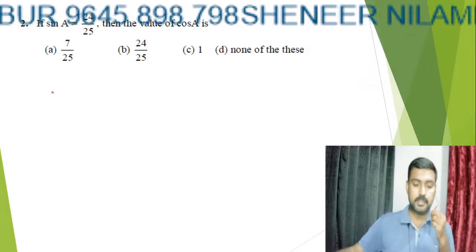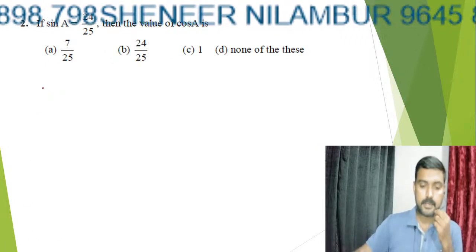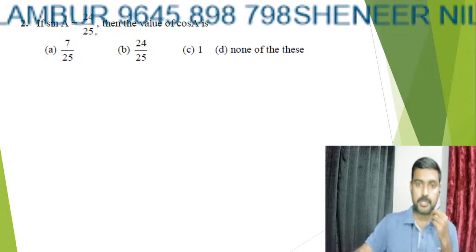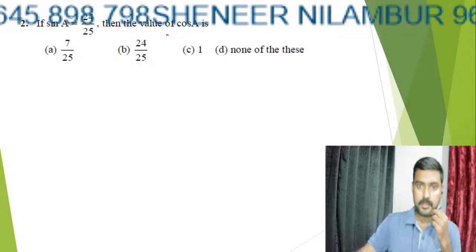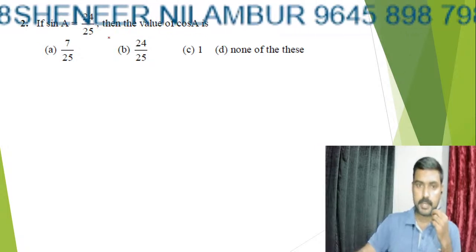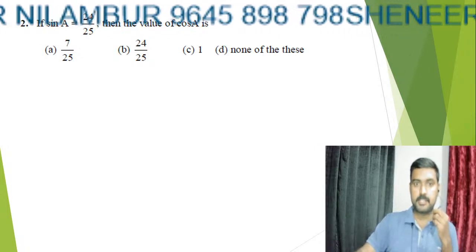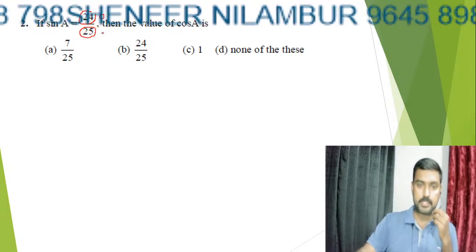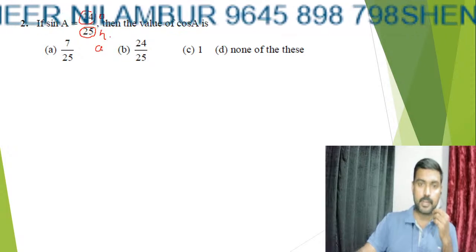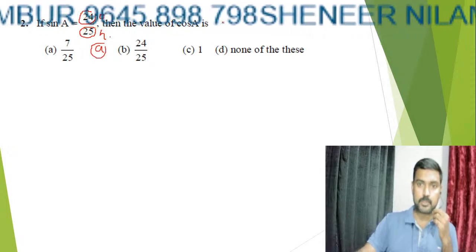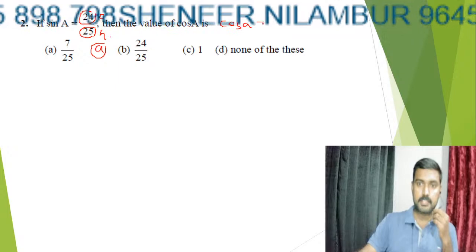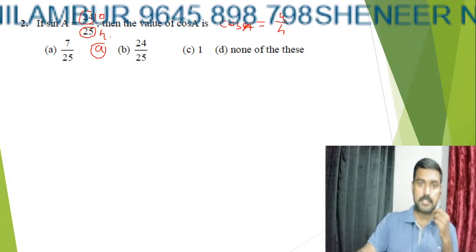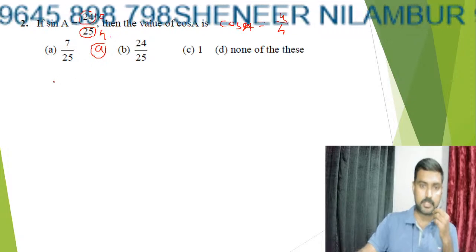Next question, if sin A is equal to 24 by 25, then the value of cos A is dash. Such a case is very easy. Here 24 stands for opposite side and 25 stands for hypotenuse. Now we require the adjacent side, because cos A is equal to what? Adjacent side by hypotenuse. So to get the adjacent side, we can apply Pythagoras theorem.